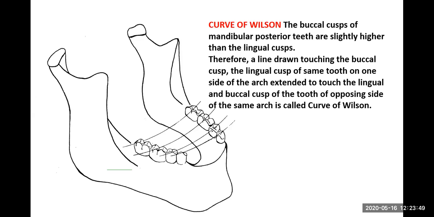Let me read this. Therefore, a line drawn touching the buccal cusp and the lingual cusp of the same tooth on one side of the arch, if extended to touch the lingual and buccal cusps of the tooth on the opposing side of the same arch, is called curve of Wilson. Now you can know the distinction between the two, the curve of Spee and the curve of Wilson. Let me go back to curve of Spee.